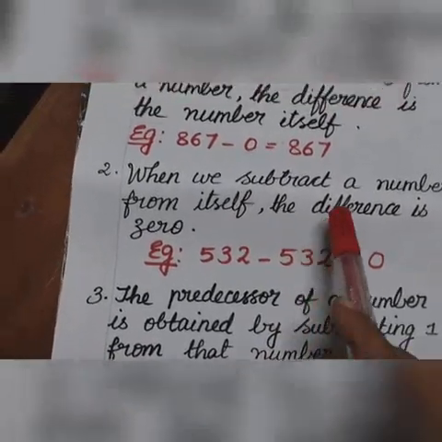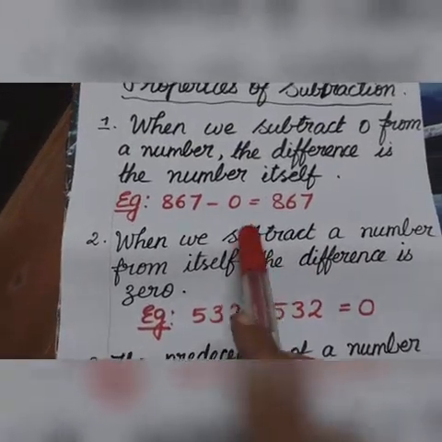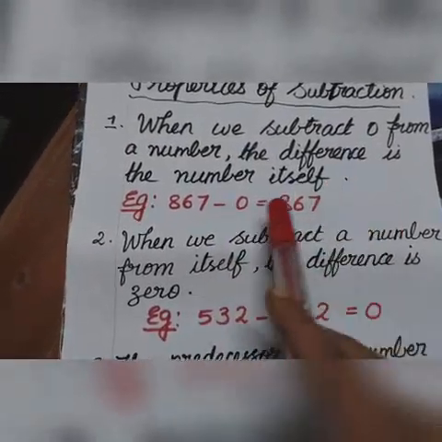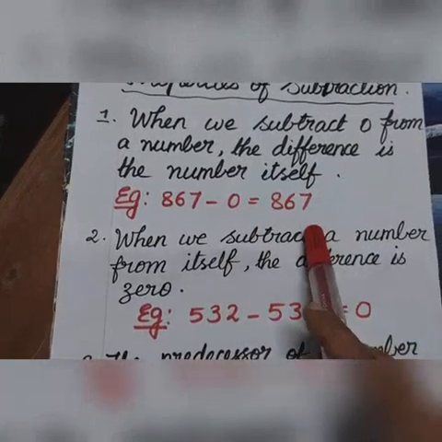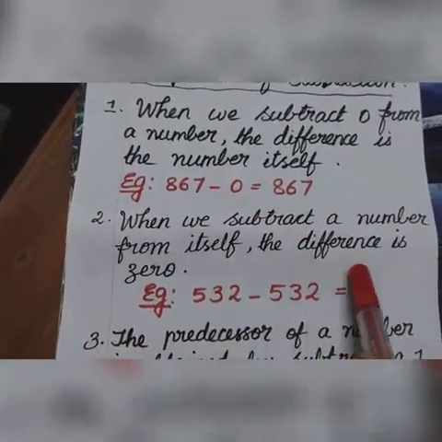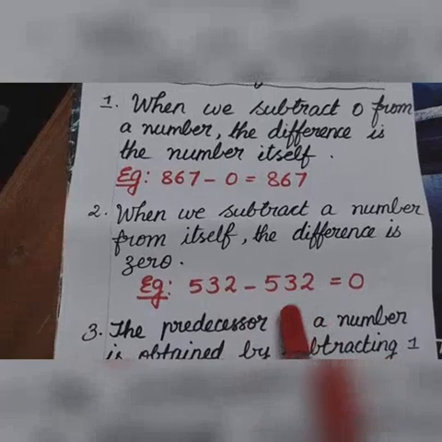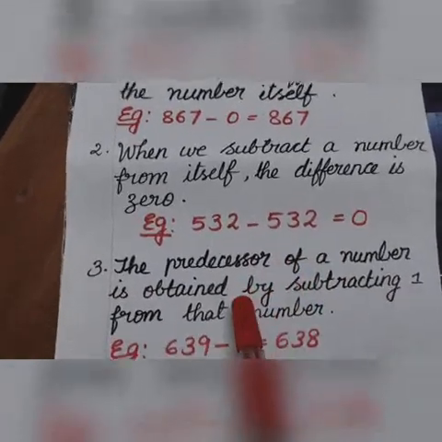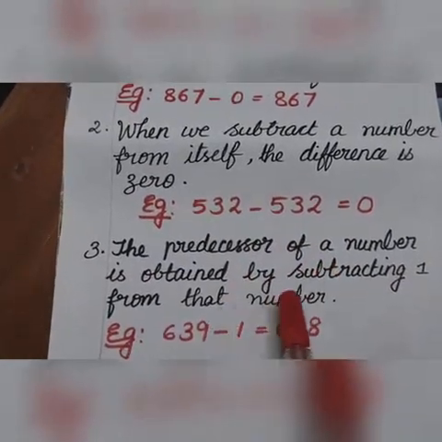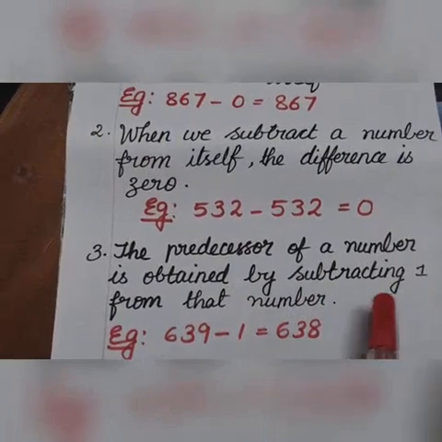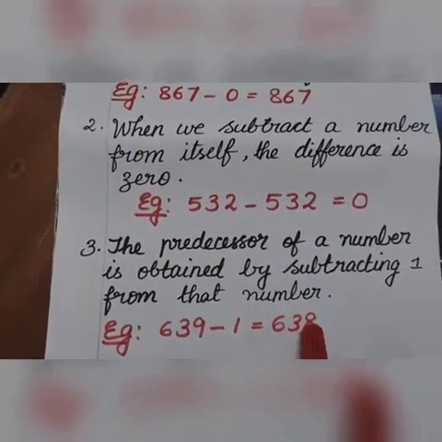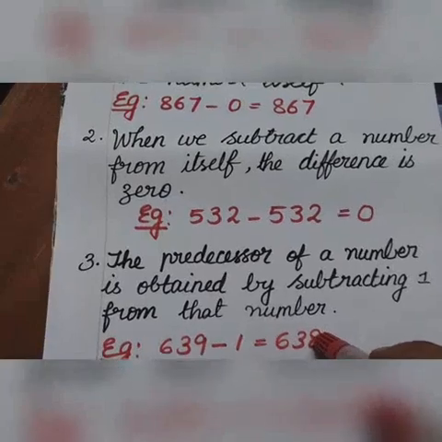What are the three properties? When we subtract 0 from a number, the difference is the number itself. When we subtract a number from itself, the difference is 0. The predecessor of a number is obtained by subtracting 1 from that number.